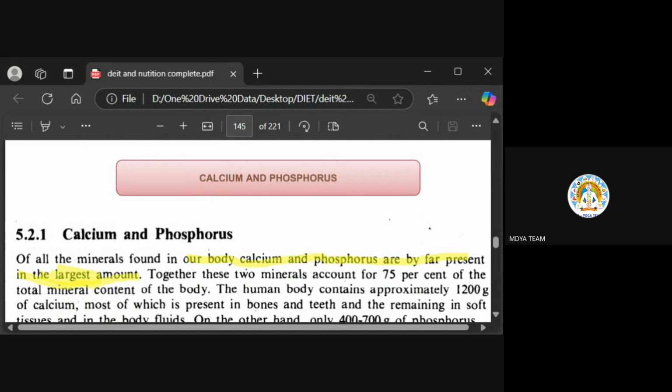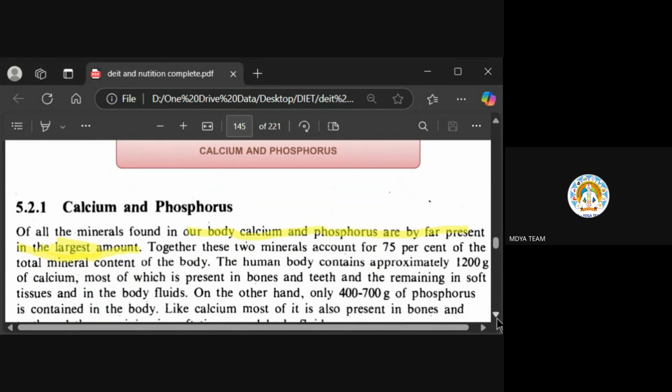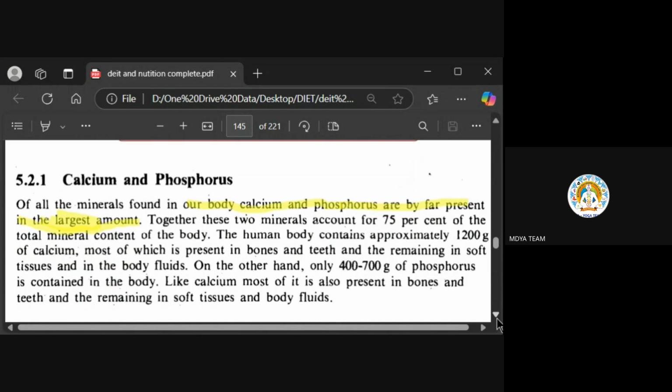So first of all, we will discuss calcium. Calcium is a macro mineral mostly present in our body, where it is found in the bones and the teeth. And calcium basically acts as a coenzyme for many metabolic processes in our body. 99% of calcium is present in our bones. Only 1% of our body calcium is present outside the skeletal system.